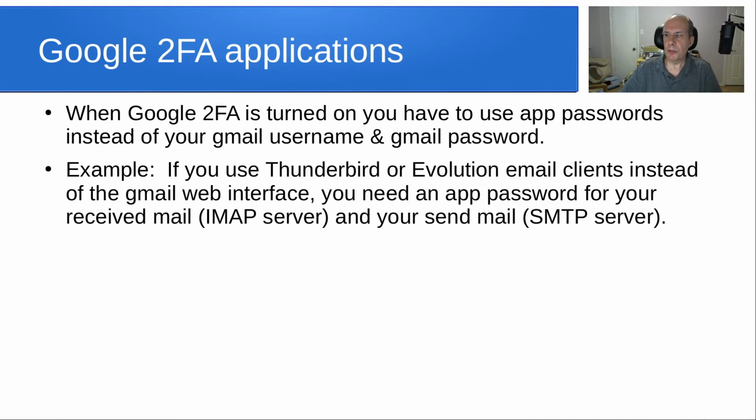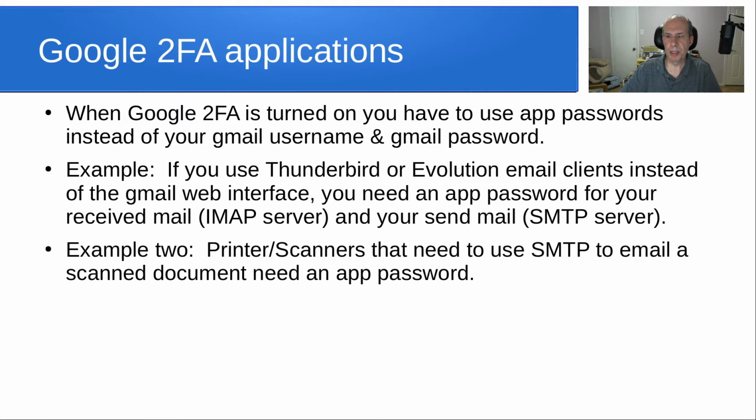Example, if you use Thunderbird or Evolution email clients instead of the Gmail web interface, you need an app password for your received mail, which is the IMAP server, and your send mail, which is the SMTP server. Another example would be printer scanner devices that have a scanner glass. When you scan a document, they want to be able to use SMTP to email the scanned document, and they need the app password if 2FA is turned on.